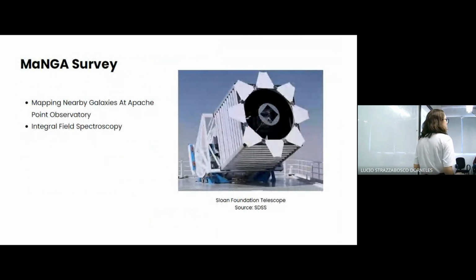To achieve this, what does it mean to do this? One AGN, two neutral galaxies.